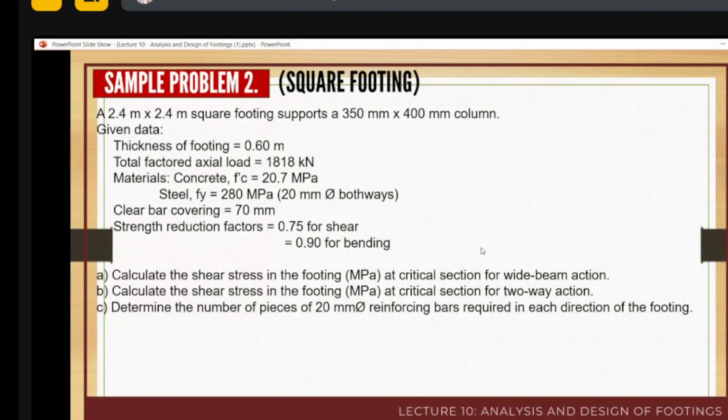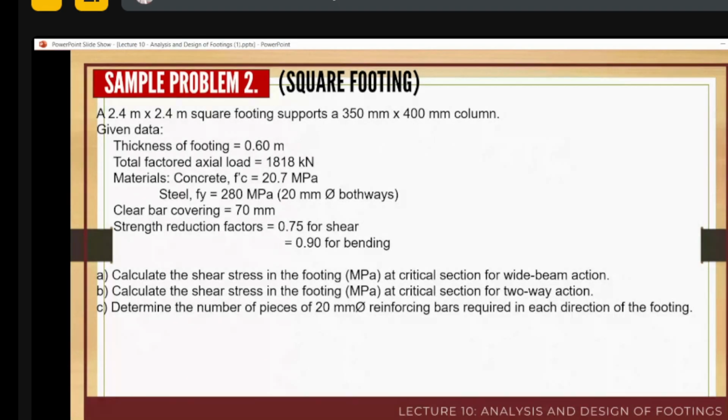So, do you have any clarification with regards to the shear? Again, for 5 points, can I hear what is the formula for the shear capacity of our footing? What is the formula for one-way shear? So the formula for one-way shear?